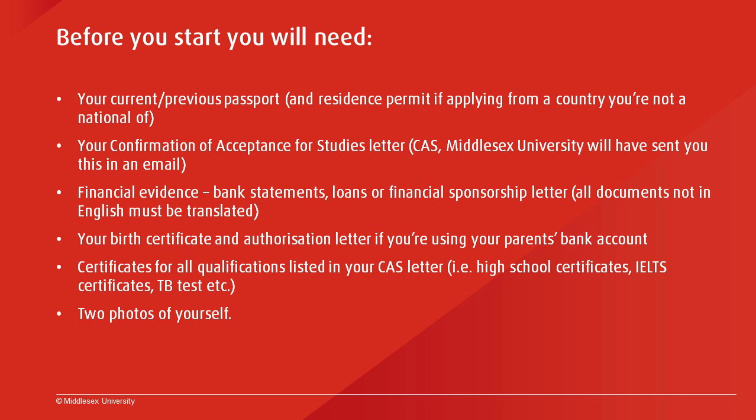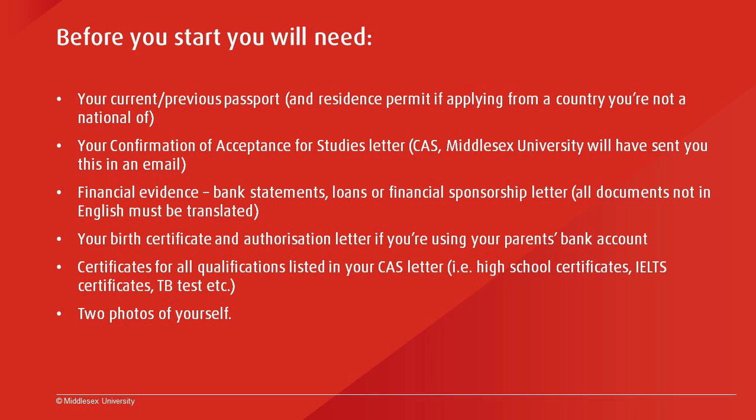Before you start, please make sure that you have all the correct supporting documents. You're going to need your current and/or previous passport and a residence permit if you're applying from a country that you're not a national of. You're going to need your CAS, Confirmation of Acceptance for Studies. This will have been emailed to you by Middlesex University. And you'll need the financial evidence. That could be bank statements, loan letters, a financial sponsorship letter, and possibly your birth certificate and an authorization letter. That's if you're using your parents' bank account.